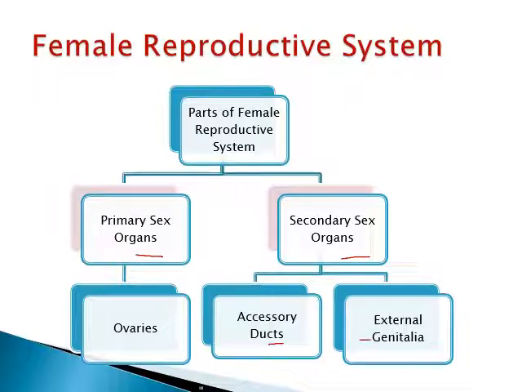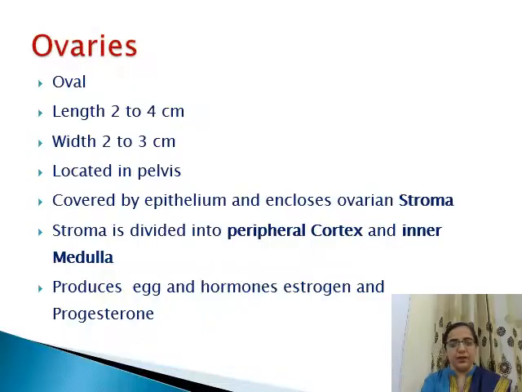First of all, coming to the ovaries. Ovaries are oval in shape. Their length varies from 2 to 4 cm, while the width of the ovaries is 2 to 3 cm. These are located in the pelvic region. Each ovary is covered by epithelium and encloses the stroma. The stroma is divided further into two parts: the peripheral cortex and the inner medulla. The main role of the ovary is to produce eggs and hormones, that is estrogen and progesterone.